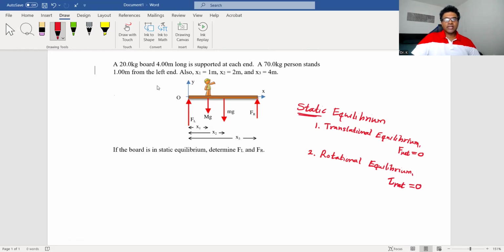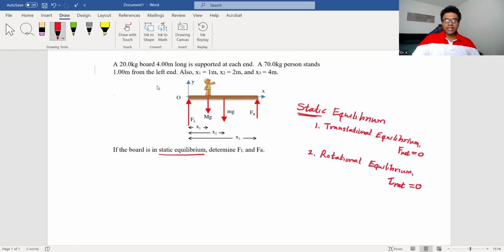So let's go ahead and read the question. Here there's a 20 kilogram board, 4 meters long, and it's a uniform board. It is supported at each end. A 70 kilogram person stands 1 meter from the left end, and the system is in static equilibrium. As you can see here, the board is in static equilibrium.